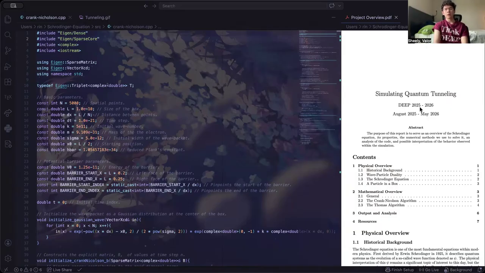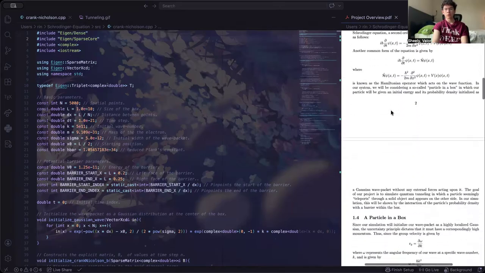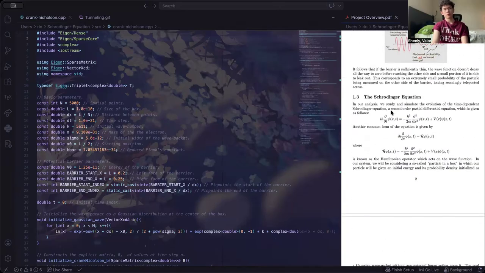year. And for our project, we simulated quantum tunneling on a computer. So in order to simulate quantum tunneling, we need to simulate the Schrödinger equation. However, it's noticeable that the Schrödinger equation is a partial differential equation, which is continuous, but computers don't do very well with continuous means. So we have to find a way to discretize it.